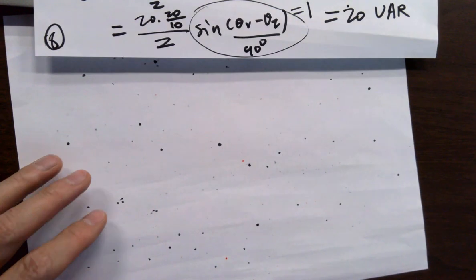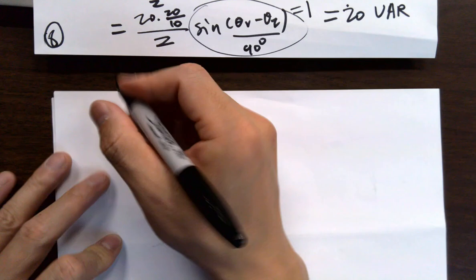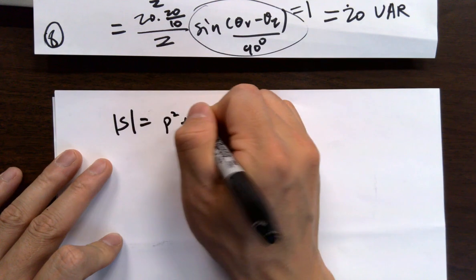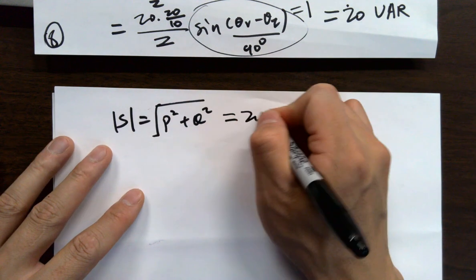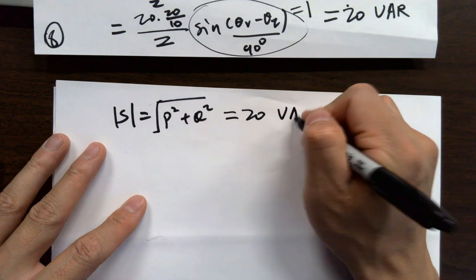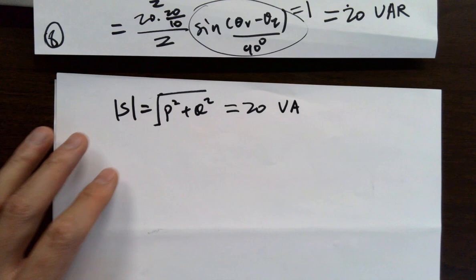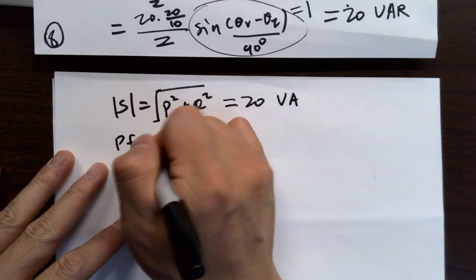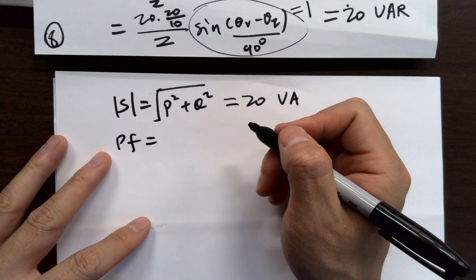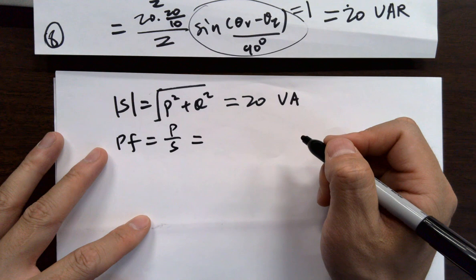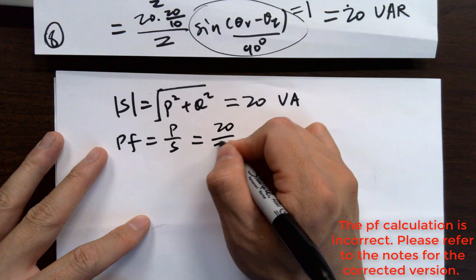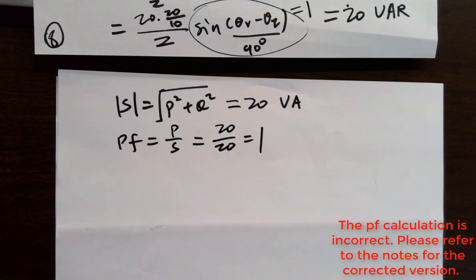Okay? So what's the apparent power? Apparent power equals the square root of P squared plus Q squared. Eventually still 20. But what's the unit? Volt-amperes. It's VA. What's the power factor? P over S. 20 over 20. It's 1. So efficient.